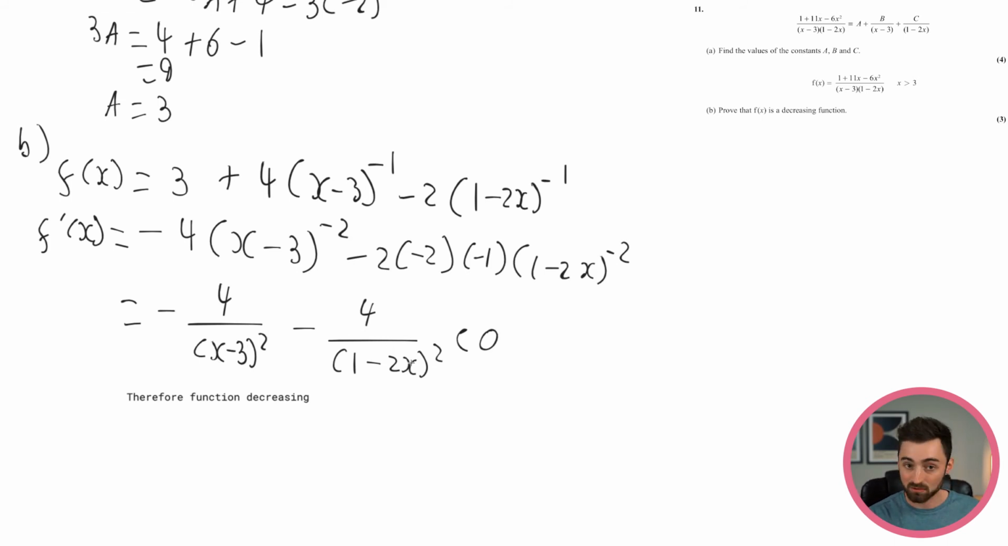Similarly, if x is equal to a half here, this denominator is going to go to zero. Bad and crazy things are going to happen. But if you look, we're told that x is greater than 3. So in other words, we know that x can't be equal to 3 or a half. So we've just got this continuous part. Nothing crazy is happening, and the derivative is always going to be less than 0.